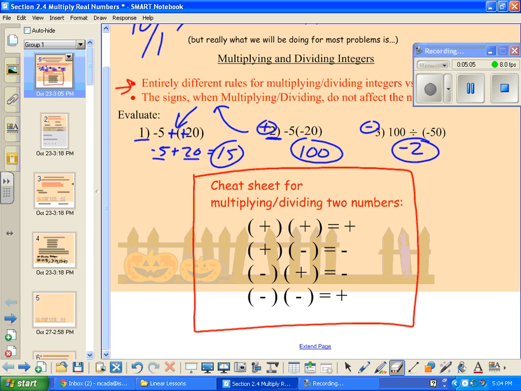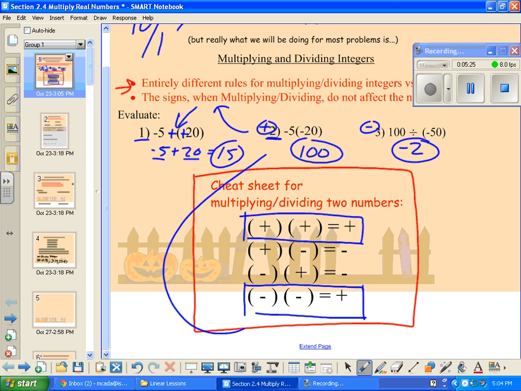One thing I'd like you to notice is that whenever you have two signs that are the same, that's going to yield a positive answer. So like that top one, you've known for a long time. If I have a positive times a positive, it gives me a positive answer. Also notice the very bottom one. This one says that a negative times a negative gives me a positive answer. Just like in problem number 2 like we had up here. When I multiplied negative 5 times negative 20, that gave me a positive answer, positive 100.